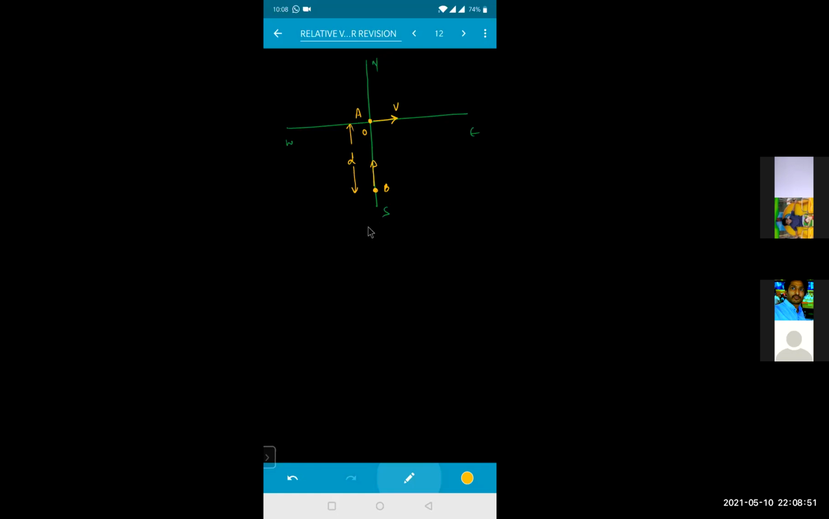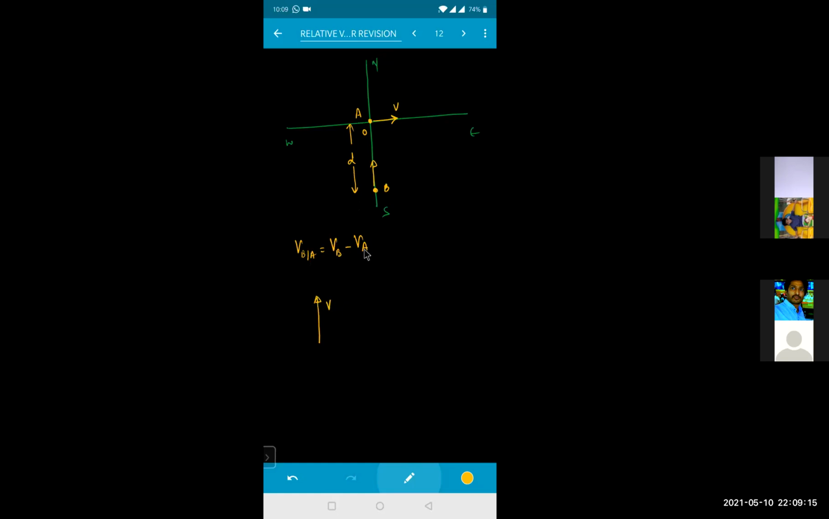What is the distance between the cars? At what time are we getting the minimum distance? Both of them are moving with the same velocity V. First find the velocity of B with respect to A. So the velocity of B with respect to A means the velocity of B minus the velocity of A. Don't change the direction of the velocity of B. B will be moving in the upward direction only with V.